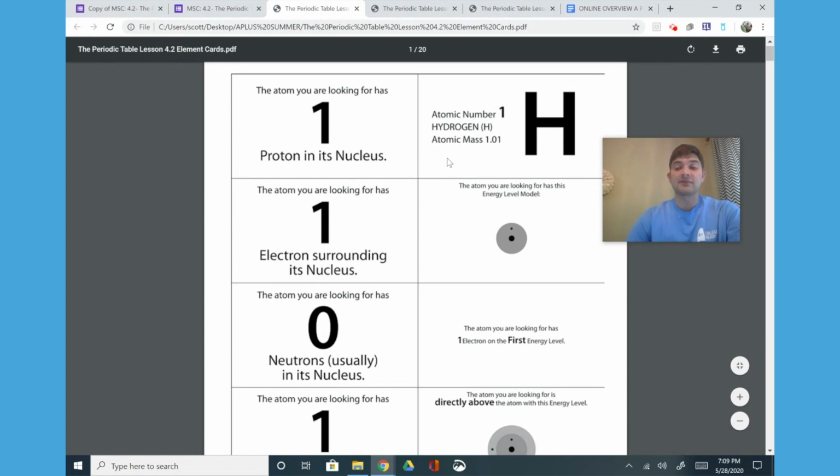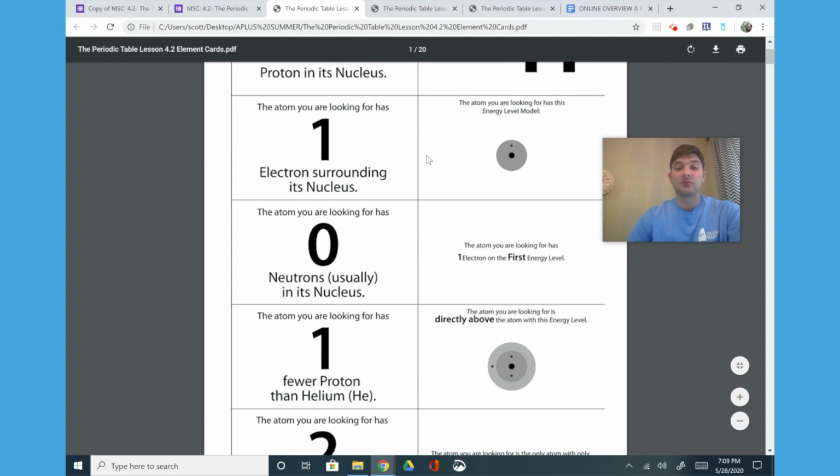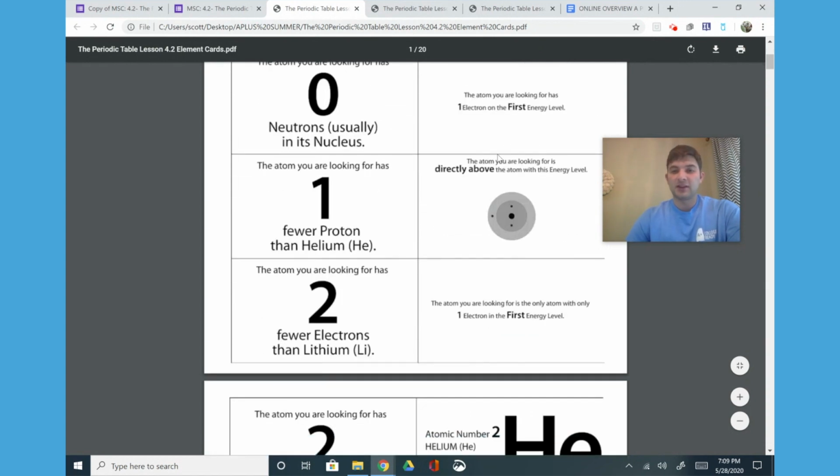I've actually made several assignments just based off this lab in general. Right here, this one's a very simple one. The atom you're looking for has 1 electron. Well, that's not that bad. But when you've got stuff like this right here, this atom you're looking for is directly above the atom with this energy level.